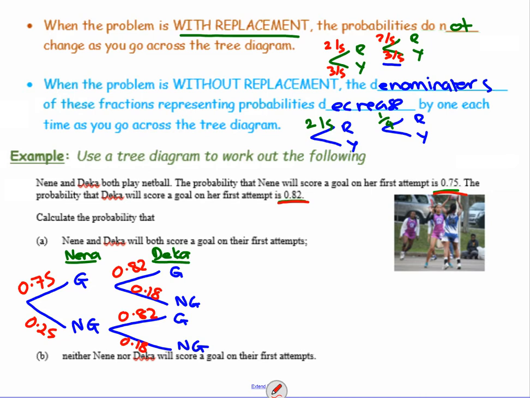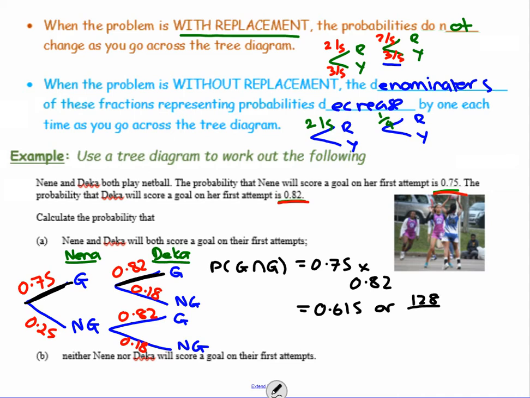So what's the probability of both of them scoring a goal? So notice that's following this branch here, so following goal and goal. So we want to know the probability of a goal and another goal. So to work them out, we just multiply these two probabilities. You multiply as you go across the diagram. So 0.75 multiplied by 0.82, and if you bung that into a calculator, you'll get 0.615. If it happens to give it to you as a fraction, it should be 123 over 200. So you can write either decimal or fraction answer. I'll just write them both in for this particular one for you.